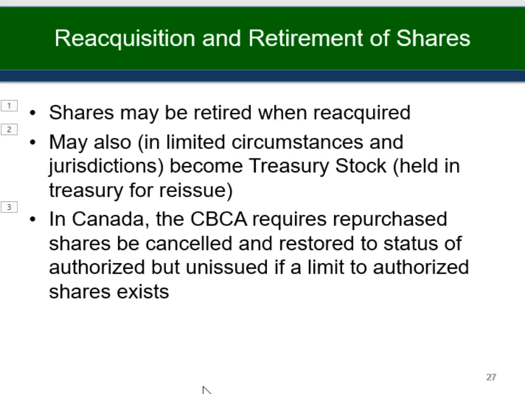Appendix 15A talks about treasury stock and the accounting for it, so take a look at that if you're interested. In Canada, the Canada Business Corporation Act requires that purchased shares be cancelled and restored to status of authorized but unissued if a limit to authorized shares exists. So in the case where there's a limit on the number of authorized shares, they have to actually be cancelled, and then they have to be reissued later with essentially new shares in that case.